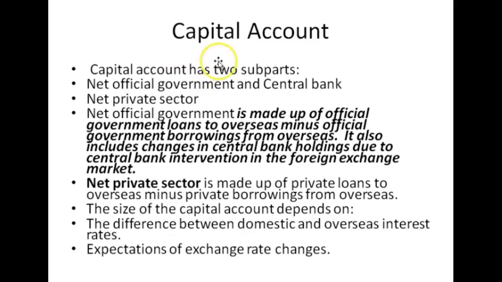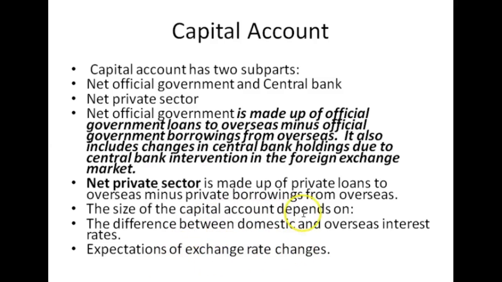So this capital account has two subparts. One is known as net official government and central bank, and the other one is private sector. Net private sector is made up of private loans to overseas minus the private borrowings from overseas. When we are loaning, it would be recorded as credit in our private sector, and when we are borrowing from overseas, it will be recorded as debit in the net private sector. Net official government is made up of official government loans to overseas minus the official government's borrowing from overseas.